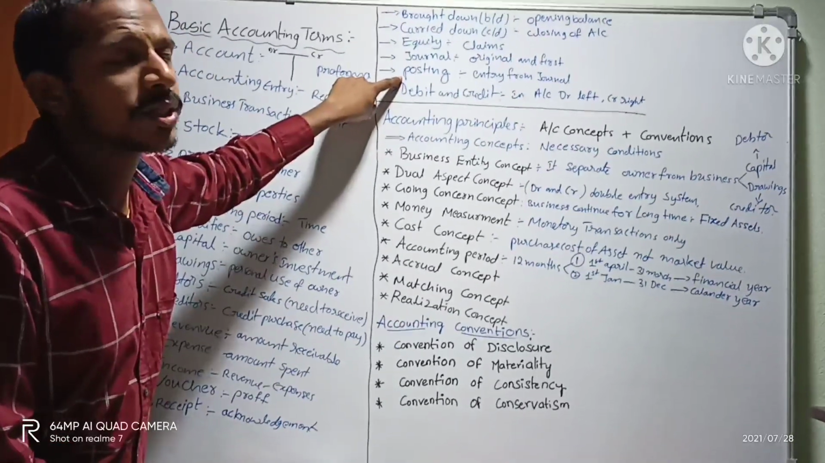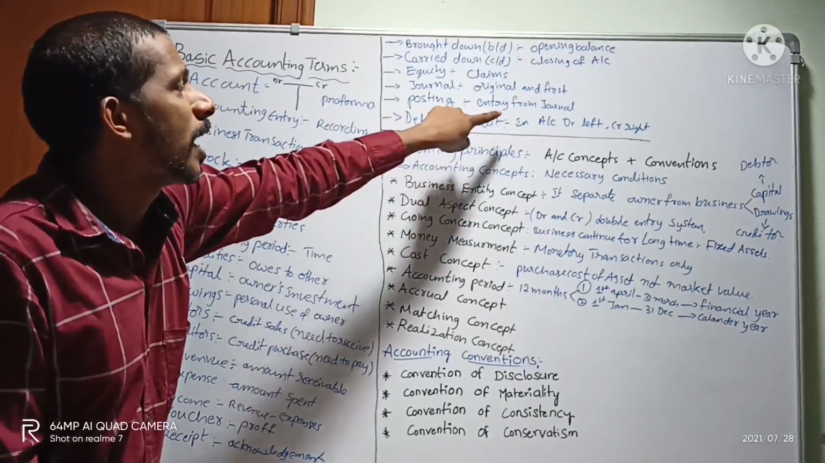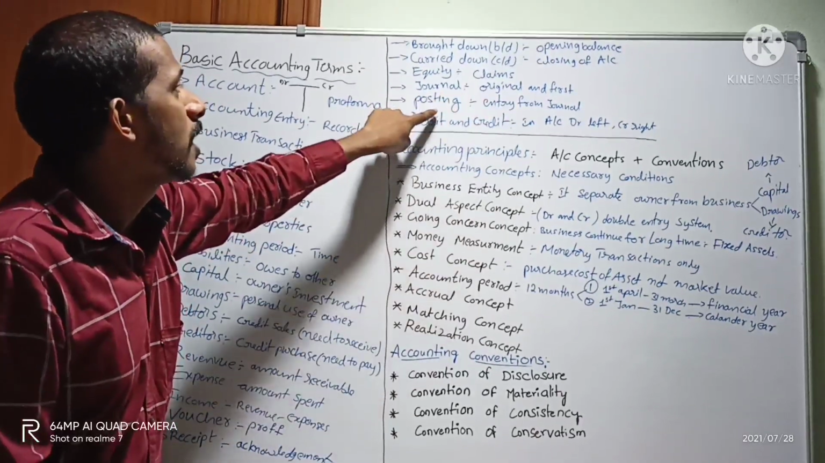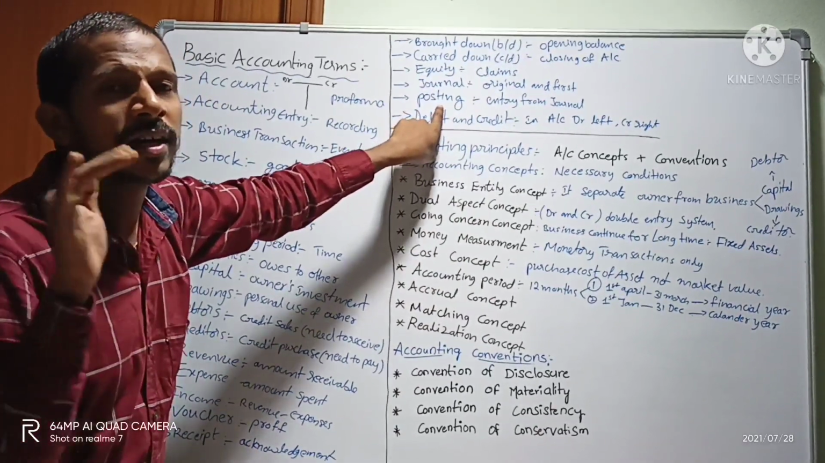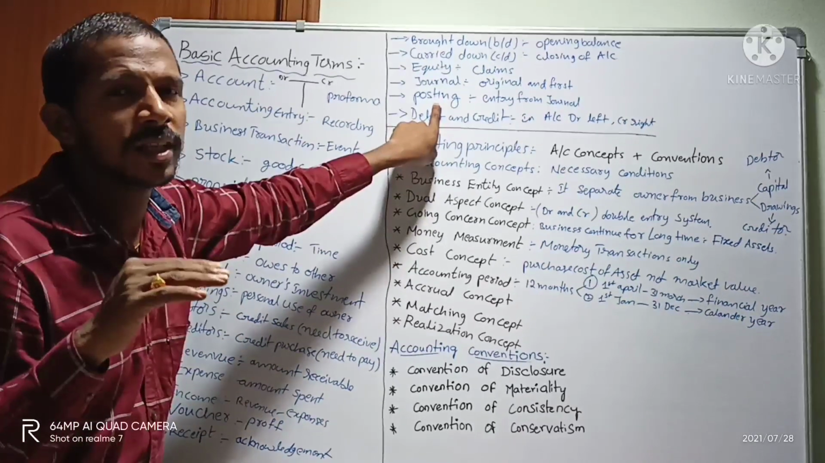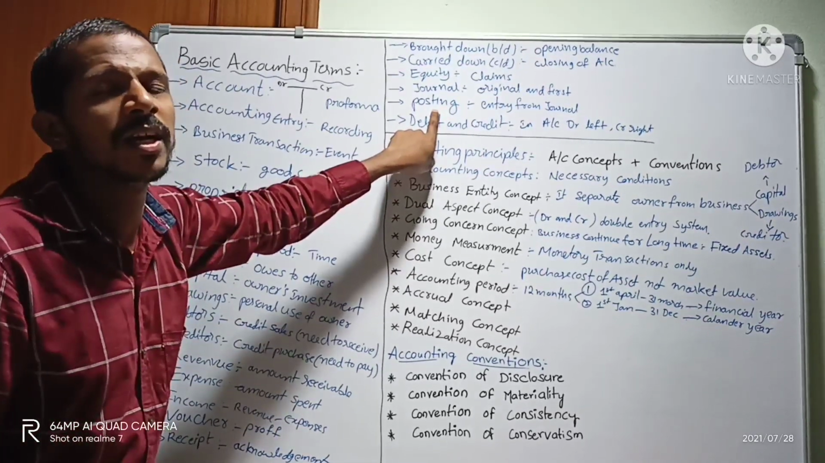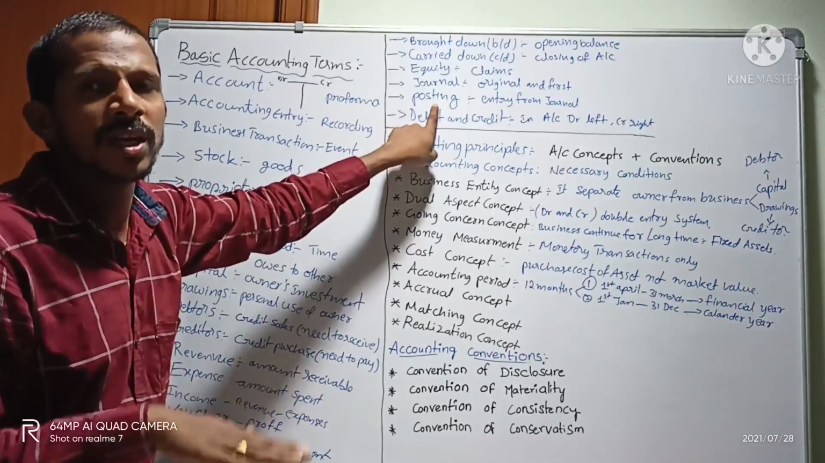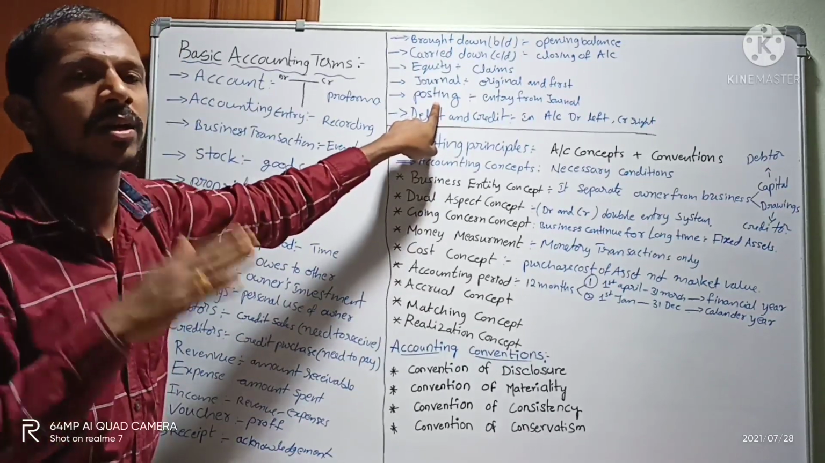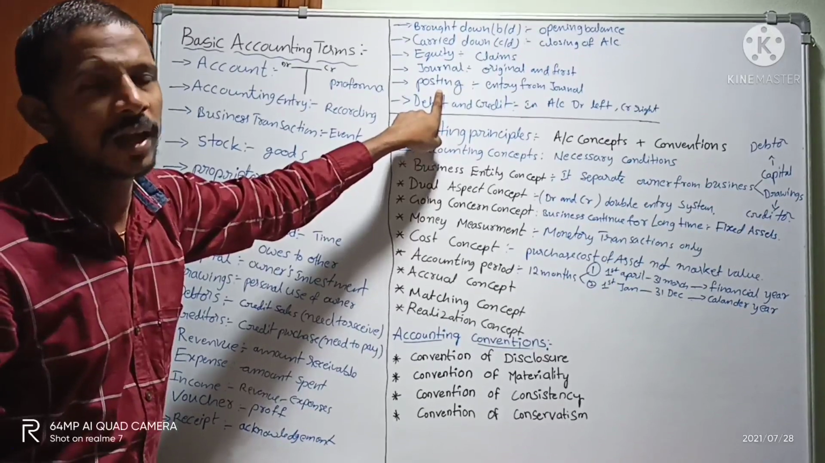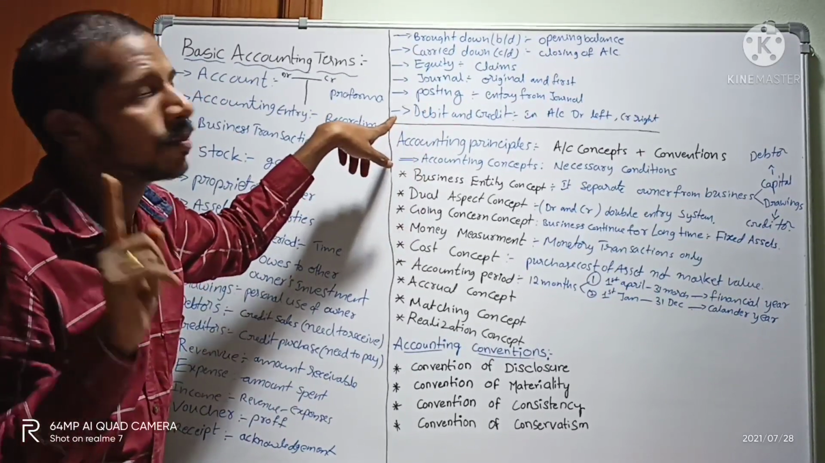Next one, posting. What is a posting? Posting is nothing but the journal entries writing. After writing the journal entries, we have to post the journal entries into the ledger. Posting means journal to ledger. Journal to ledger we are transferring. That is nothing but the posting.